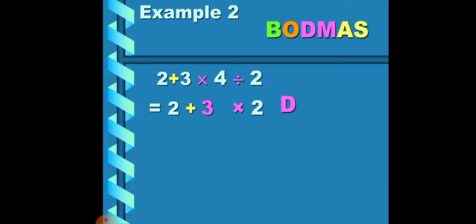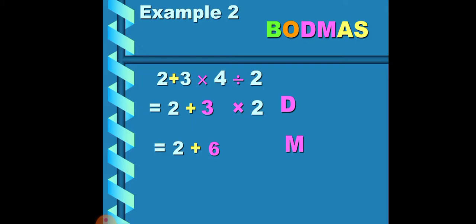Now in the next step, we have 2 plus 3 multiplied by 2. Once again you have to think which operation to do now: either addition or multiplication, of course. 3 into 2 will give us 6. We go for the multiplication part first, and 2 is carried down as it is.